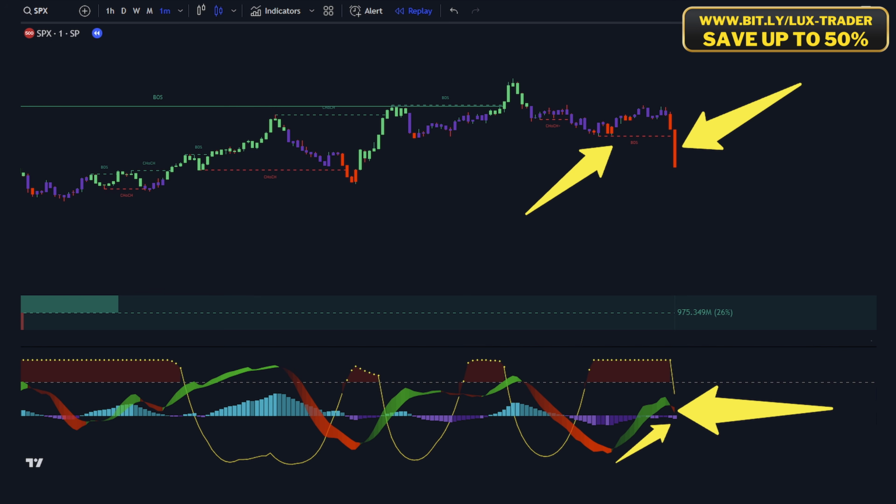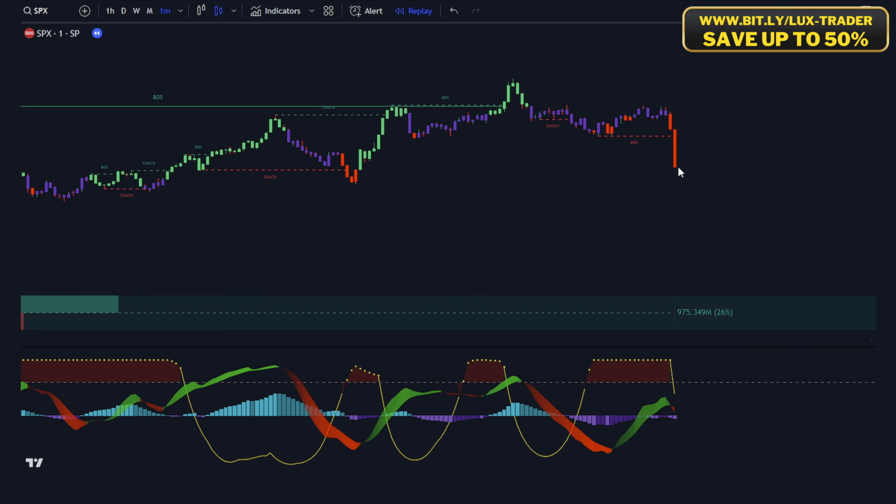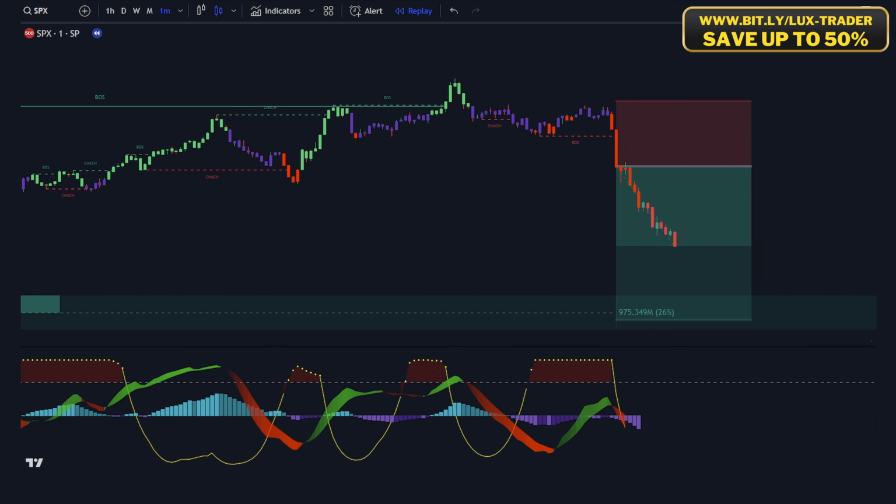Finally, check the squeeze index. It must be red and decreasing or show only the yellow line oscillating without the red cloud to avoid entering during a low volatility squeeze. When all these conditions are met, we enter a sell trade. The stop loss is placed at the most recent swing high, and the target is the next order block below the current price action.